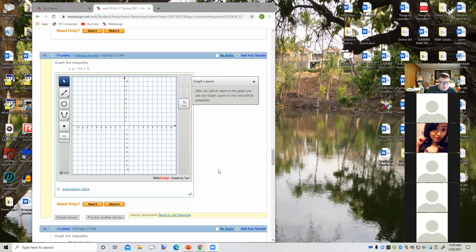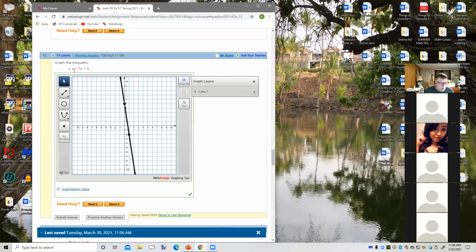All right. So what do we know here? We know that the y-intercept, oh wait, we've got to get a blue line. The y-intercept is 5, so that's right there. Now, the slope was -7, which means we're going to go down 1, 2, 3, 4, 5, 6, 7, and over 1. So I graphed the y-intercept, and I graphed another point using the slope. It says y is greater than or equal to. Since it includes equals to, it's a solid line.